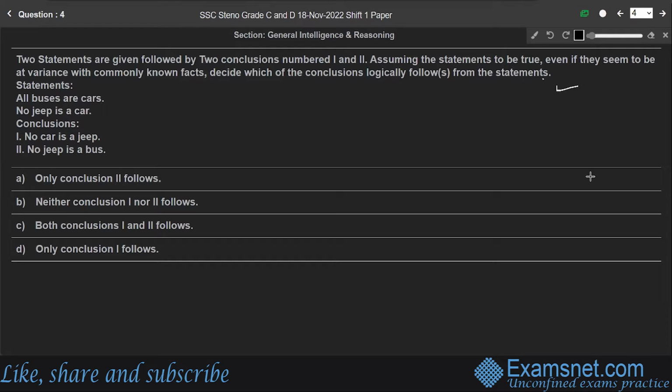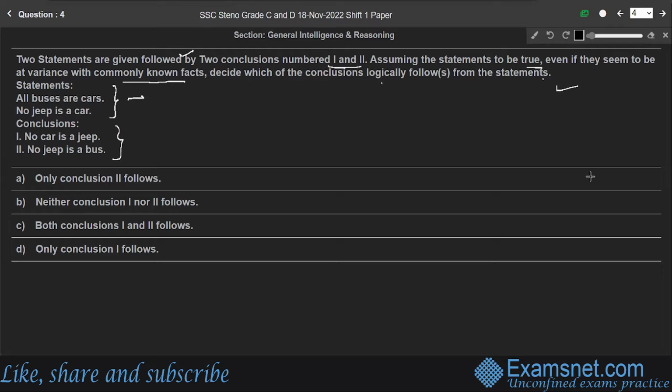Question number 4. 2 statements are given followed by 2 conclusions numbered 1 and 2. Assuming the statements to be true, even if they seem to be at variance with commonly known facts, decide which of the conclusions logically follow from the statements. Let us represent the given 2 statements in the form of a Venn diagram. Later we can decide which of the given conclusions logically follows. So we'll consider the first statement.